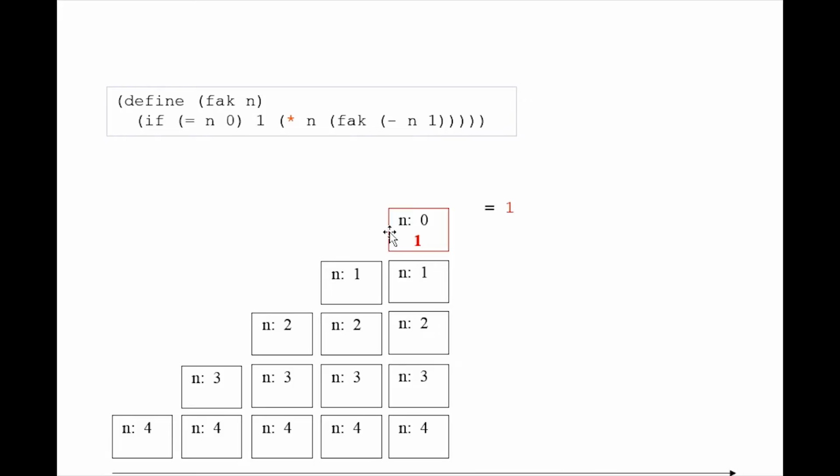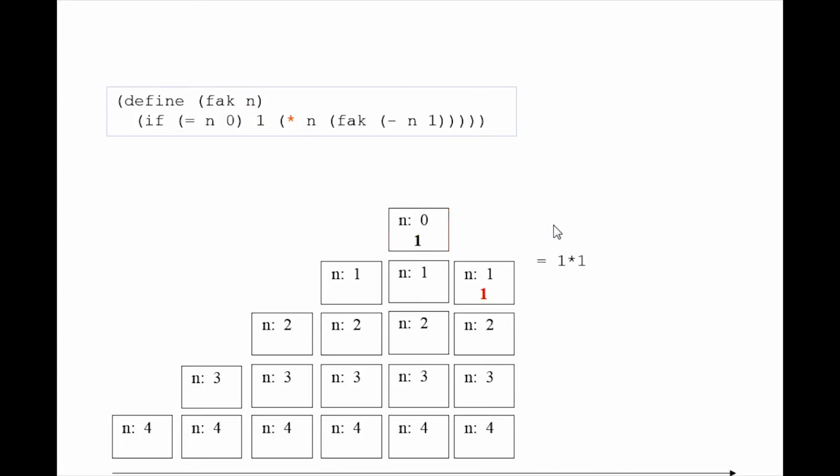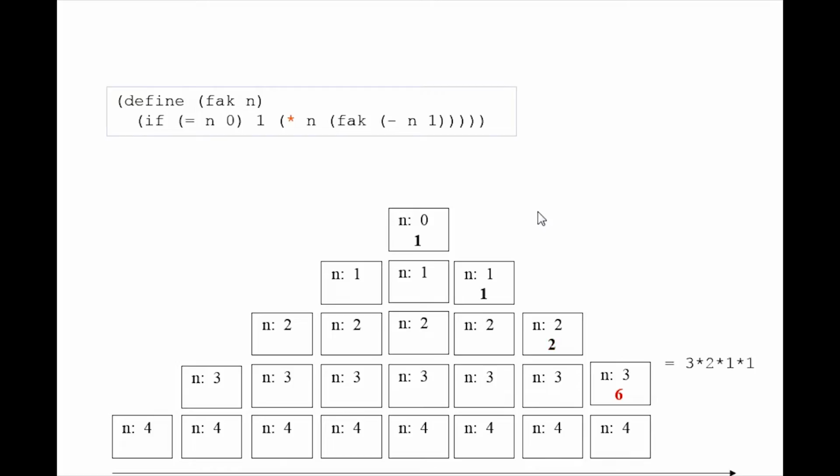So first here we get a contribution of 1, because when n is 0 we get 1 as a result. That's the bottom of the recursion. Following that we get 1 multiplied by 1, and we multiply by 2, we multiply by 3, and we multiply by 4, which ends up in the final result, which is 24.